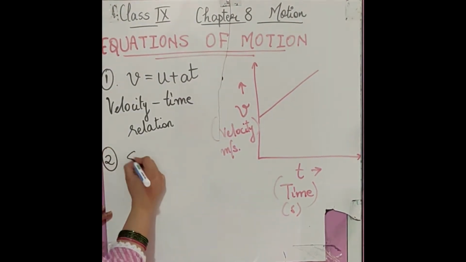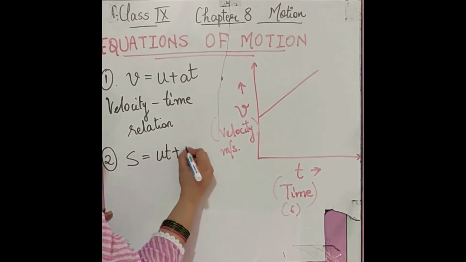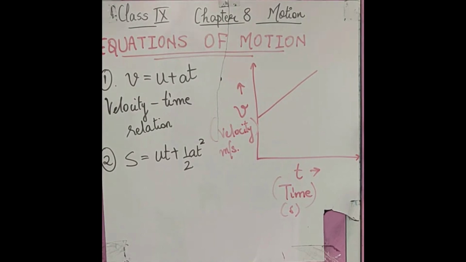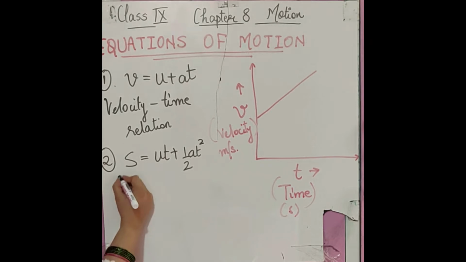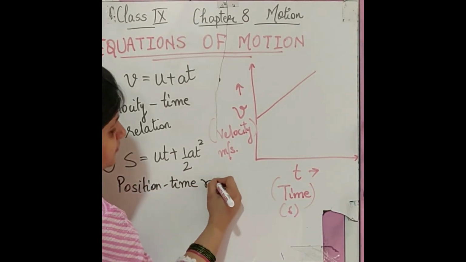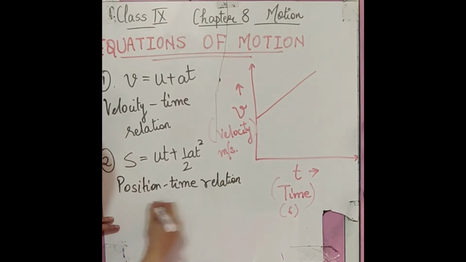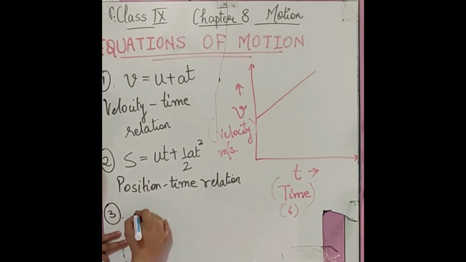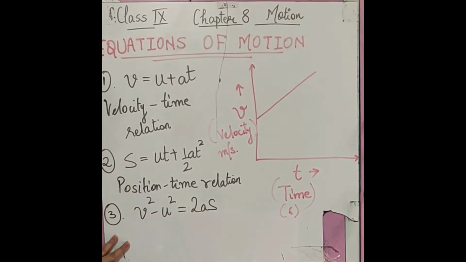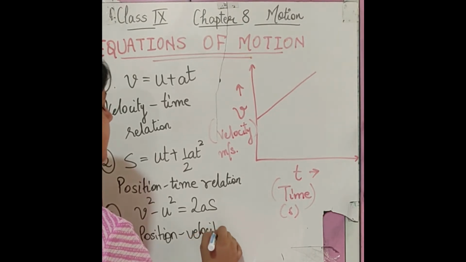The second equation that we have is S is equal to ut plus half at square, where S is the displacement. This relation is called the position time relation. And the third equation that we have is V square minus U square is equal to 2AS. And this is called the position velocity relation.